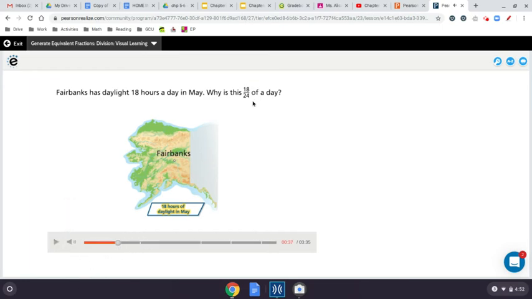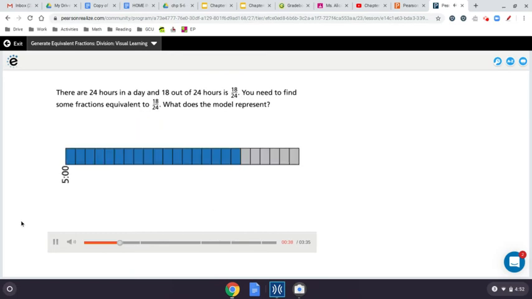We can think about how many total hours there are in a day, and that's 24, right? So think of that as your denominator. That's how many make up the total day, 24 hours. And for 18 of those hours, Fairbanks has daylight. So that's why 18/24ths, 18 out of 24, is how we get this fraction. There are 24 hours in a day, and 18 out of 24 hours is 18/24ths. You need to find some fractions equivalent to 18/24ths.